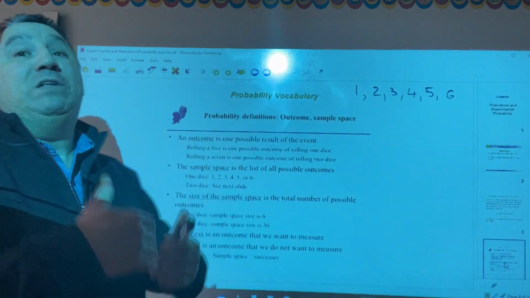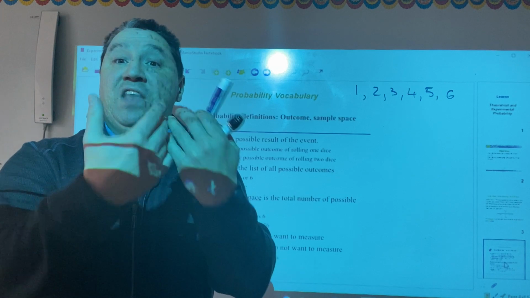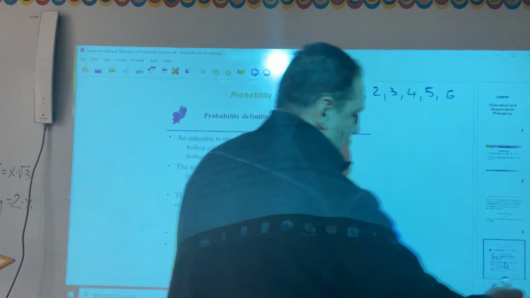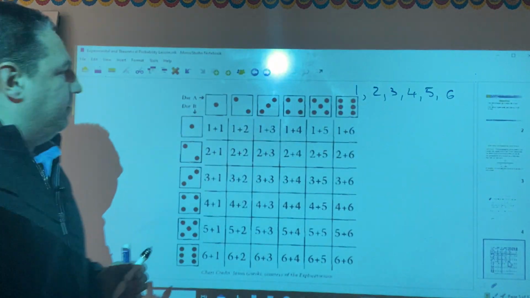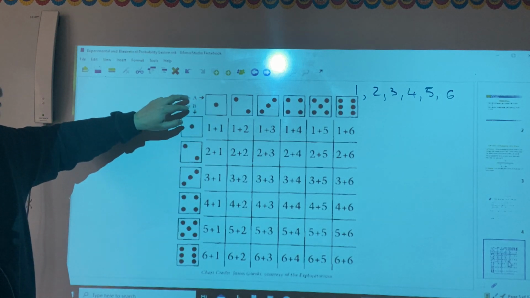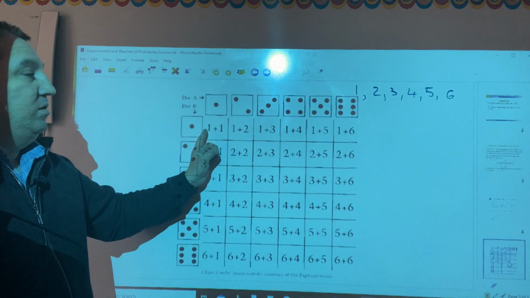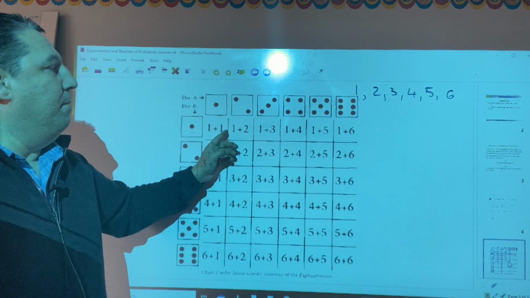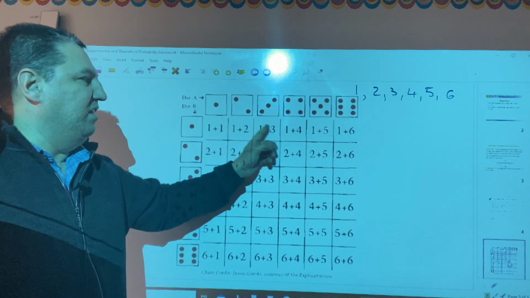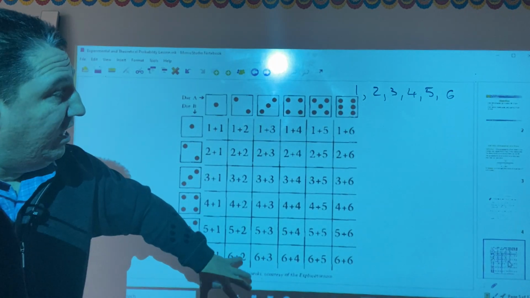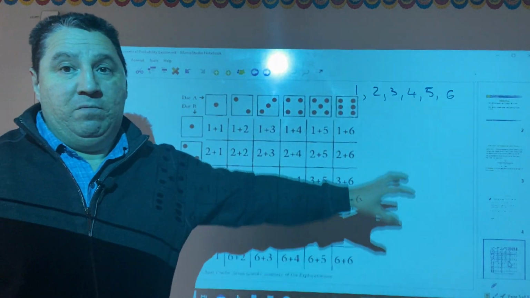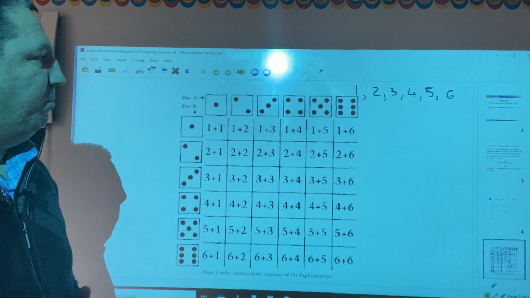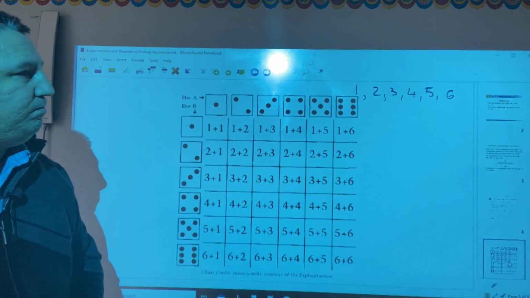When you roll 2 dice, you'll be surprised, but the size of the sample space would be 36. And I will show you. For example, when you roll 2 dice, you may have 1 on one dice and 1 on the other one. But at the same time, you may have 1 and 2, 1 and 3, 1 and 4, and so on. So the total number of possible outcomes is 36.